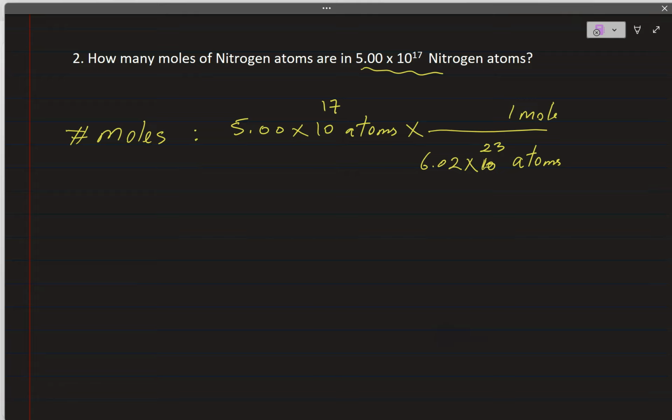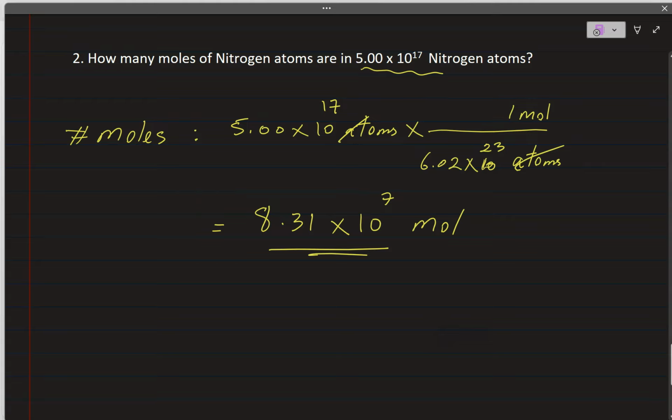Okay, and simple as that, you end up getting, this is mole, not the E in there, just be aware, atoms and atoms cancel out, you divide the top, 5.0 times 10 to the 17 divided by the Avogadro number, you'll end up getting 8.31 times 10 to the negative 7 mole. All right, it's a very small amount. Okay, that's what that is. All right, that makes sense. All right, number 3. Let's go to the next one.